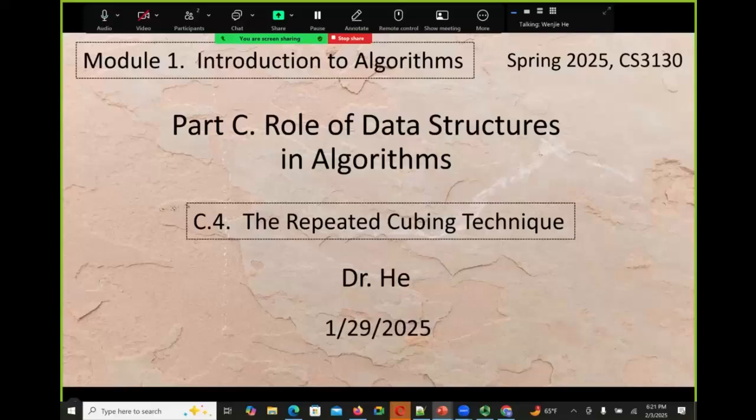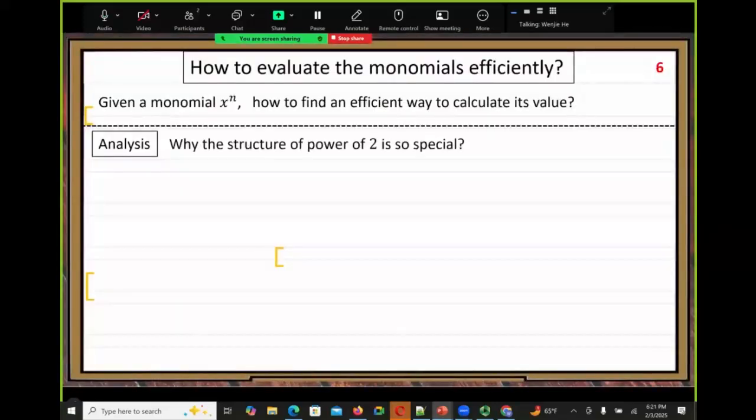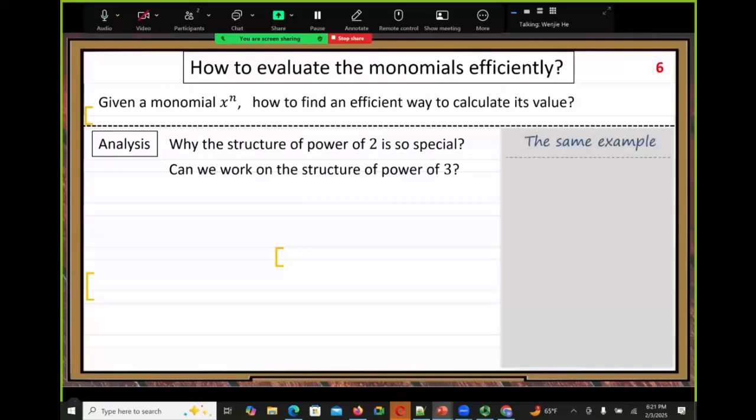To show you, this time, instead of powers of 2, can we consider the structure of powers of 3? Power 2, power of 3, that structure. Let's work on the same example, 217. But this time, we use the power of 3 structure to split this number, instead of power of 2.